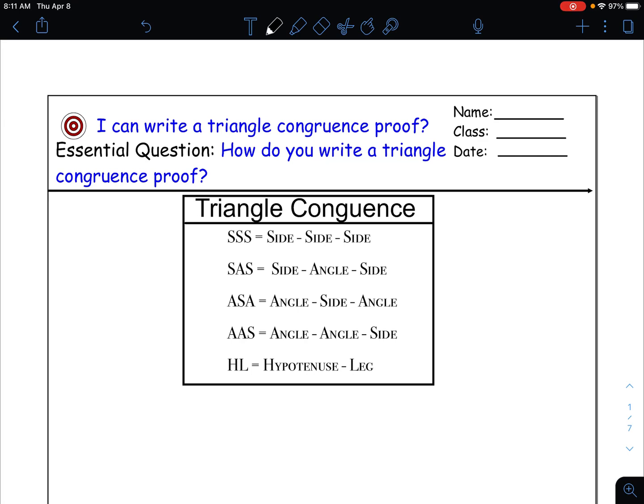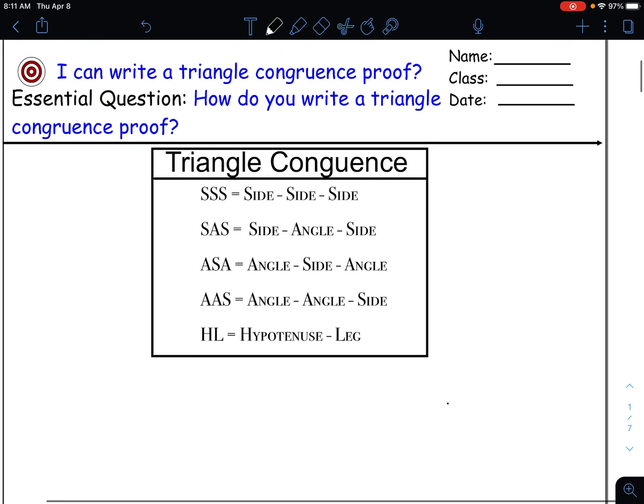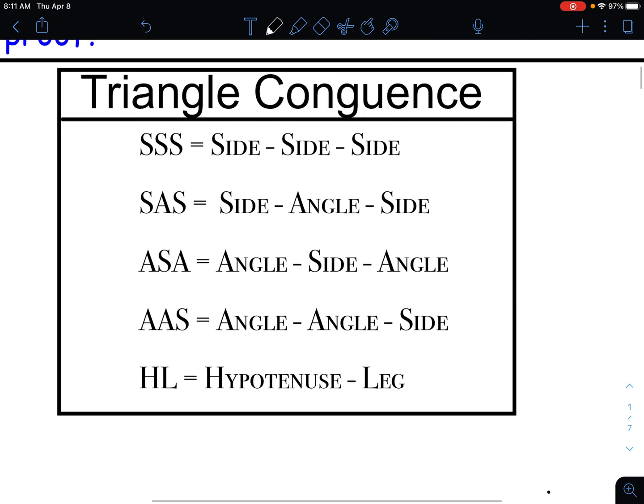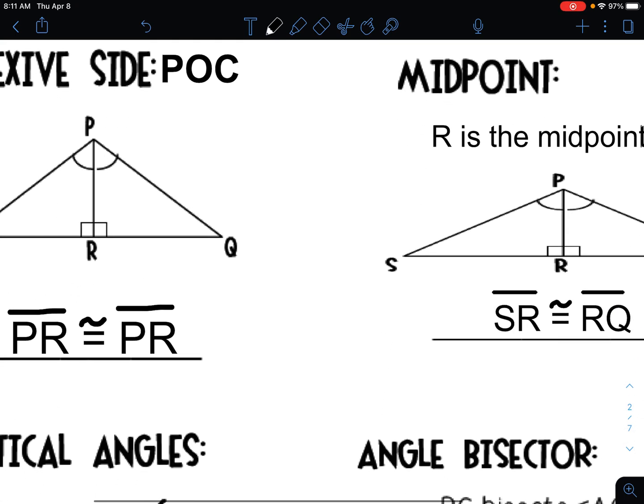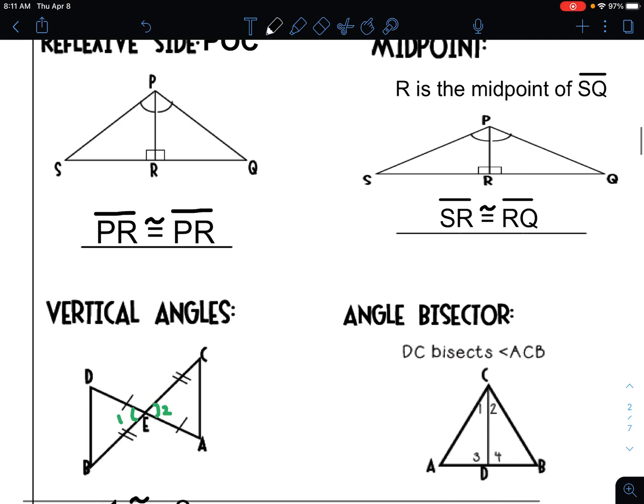We are going to finish up with angle, angle, side, and HL. So I'm going to do one, you do one, I do one, you do one. Here we go. Triangle congruence. Our goal is to get to one of those five, the two that we're focusing on being our last two, but that's all right. We're going to practice like we don't know any better.